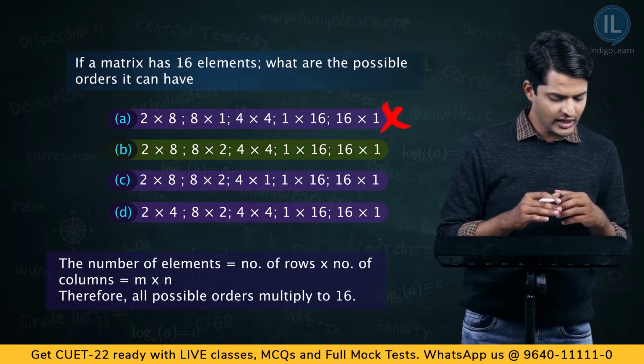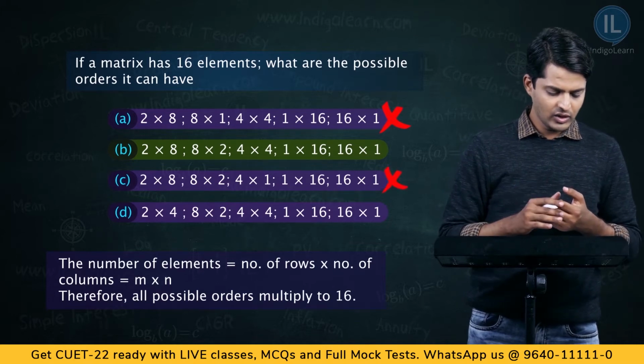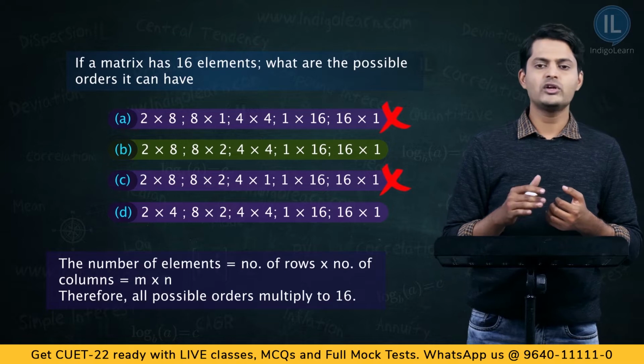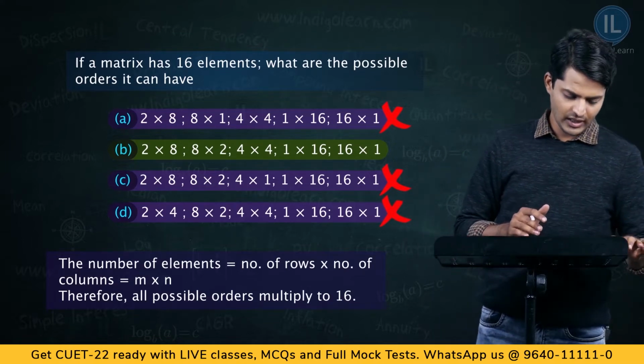Why are the other ones incorrect? If you see in the third option, 4 into 1 is not equal to 16. Similarly, look at the fourth option, 2 into 4 is not equal to 16 in the first part. So, that explains why those are wrong answers.